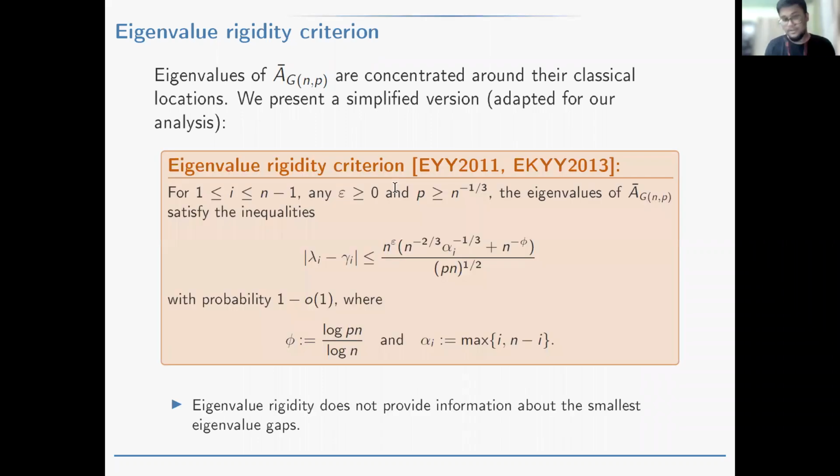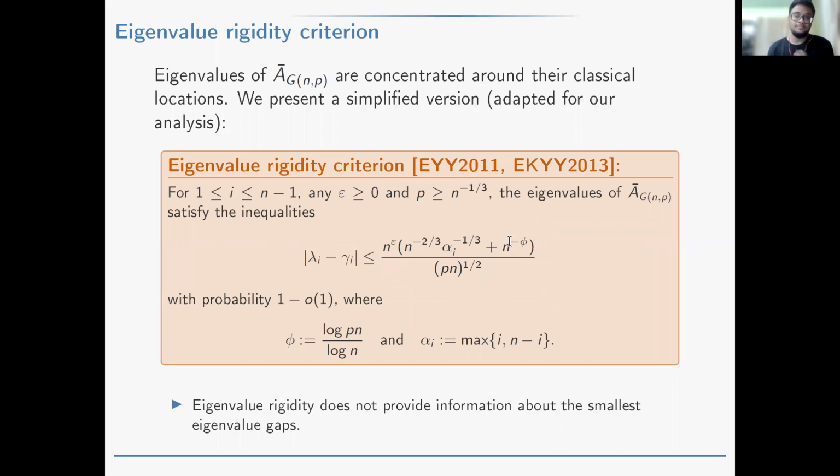Formally, it was given by Erdős, Yau and Yin in 2011 and Erdős, Yau and Yin in 2013, where they showed that as long as p is greater than n to the minus 1/3, you don't need to care about the exact expression. All this says is that lambda i minus gamma i is small, that is, this error goes down fast.